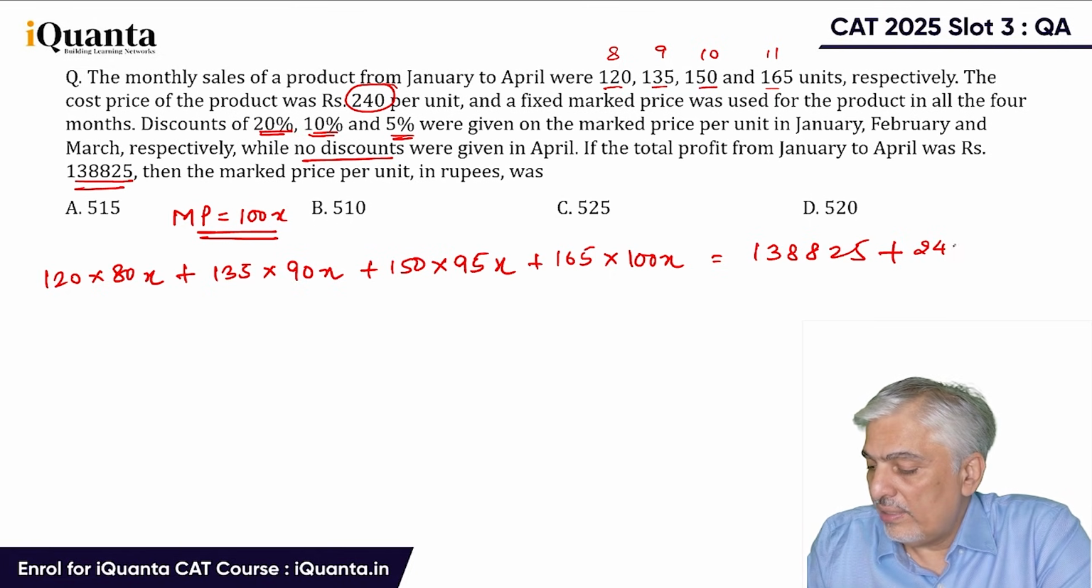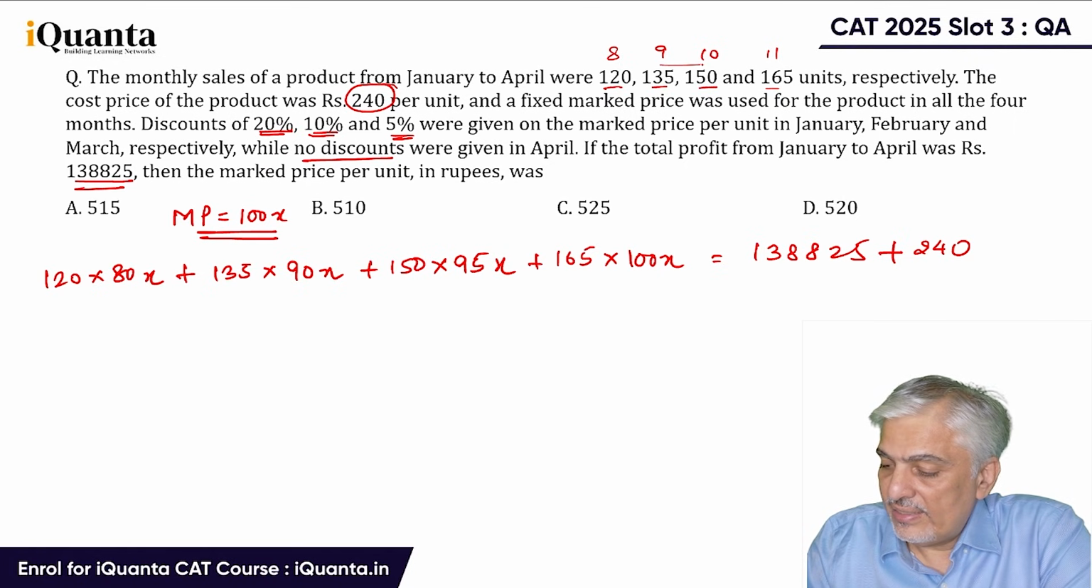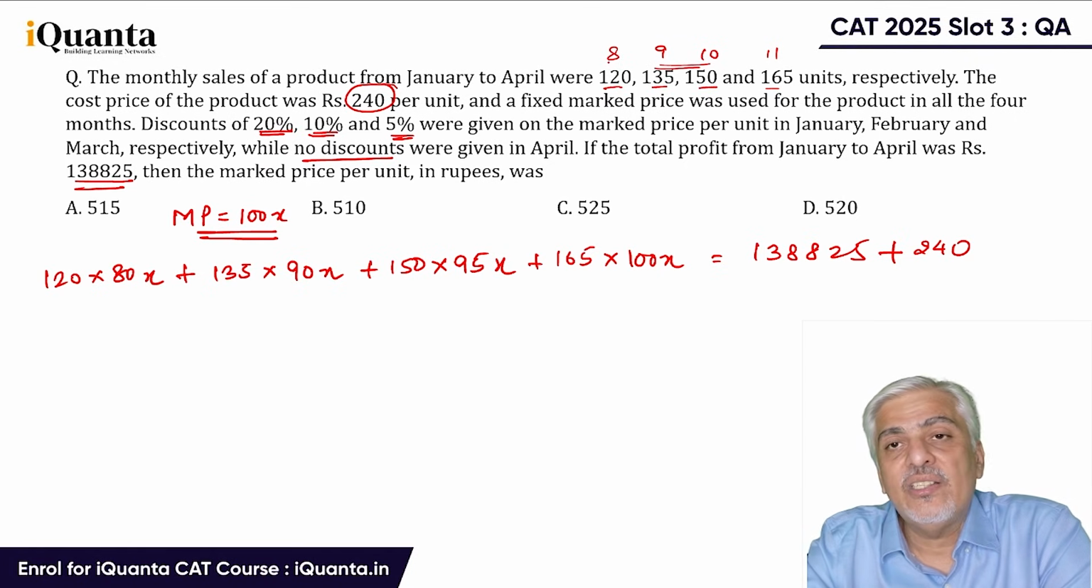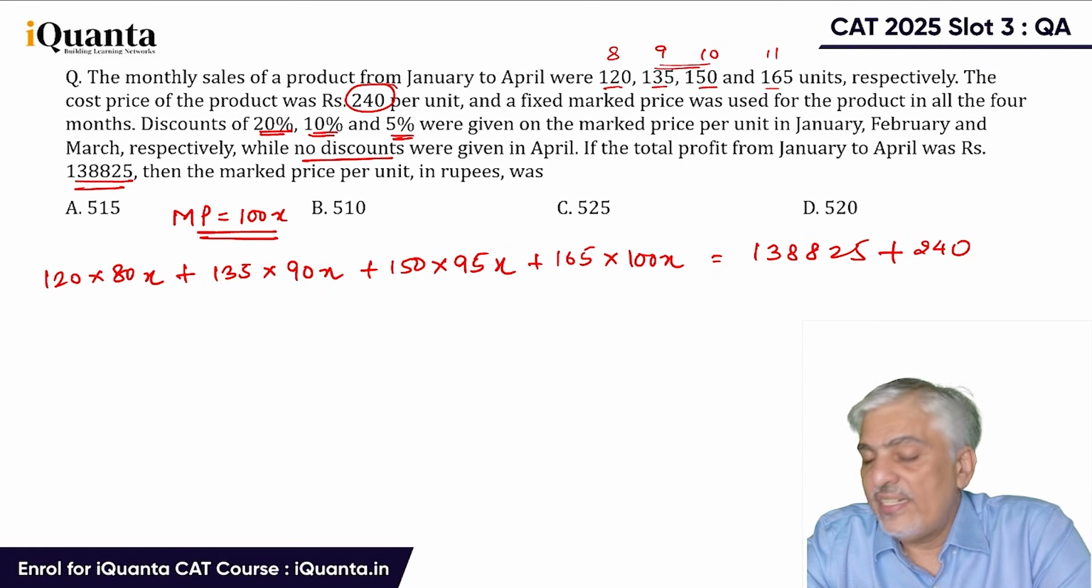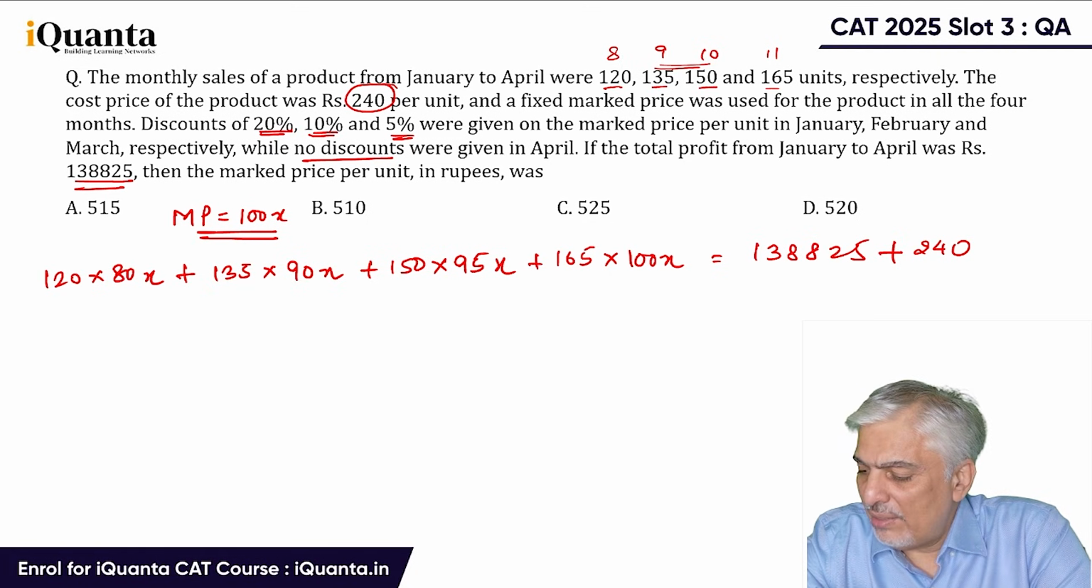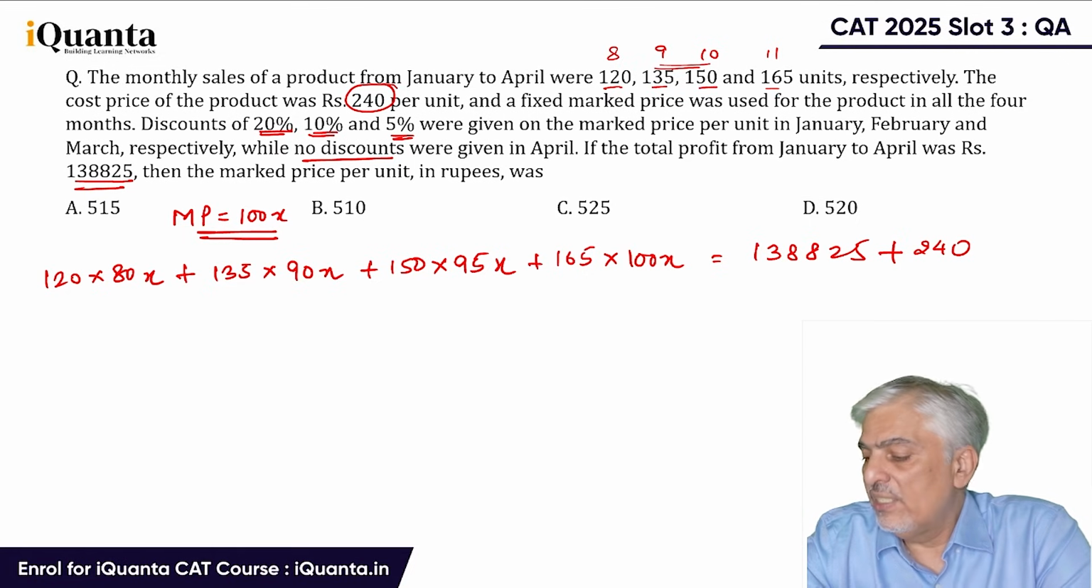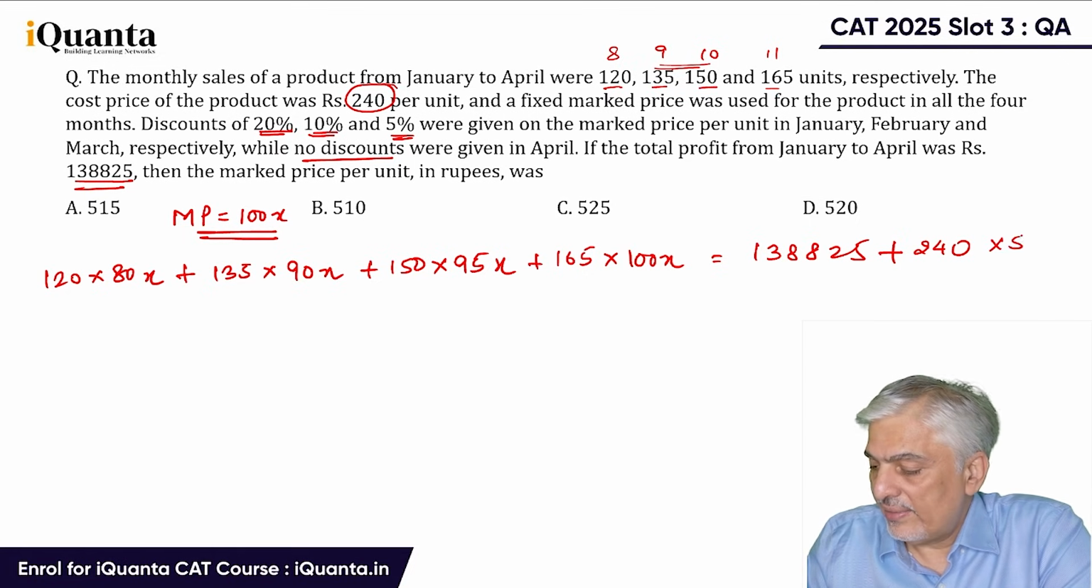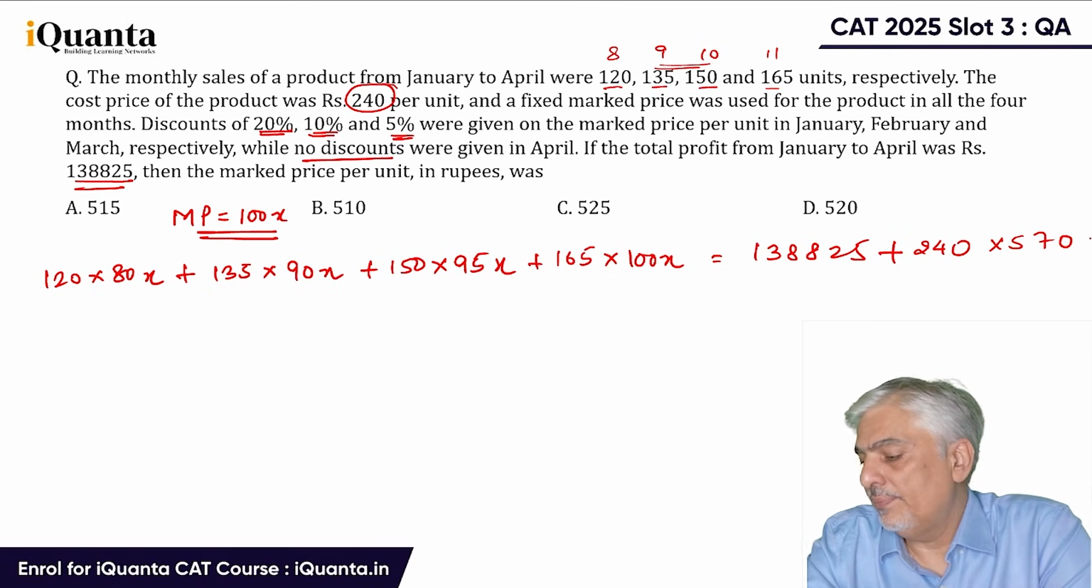If you count all this, this is 1919 plus 1938. 38 into 15. I think that should be 270. Yeah. Not 270, 570. 285, 285, 570. So 240 into 570.